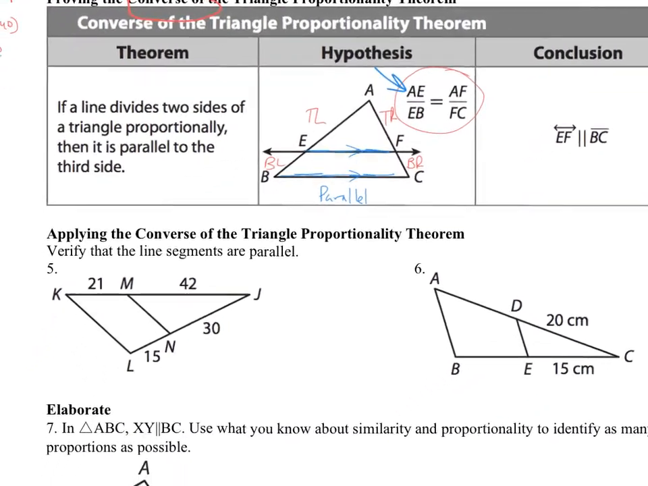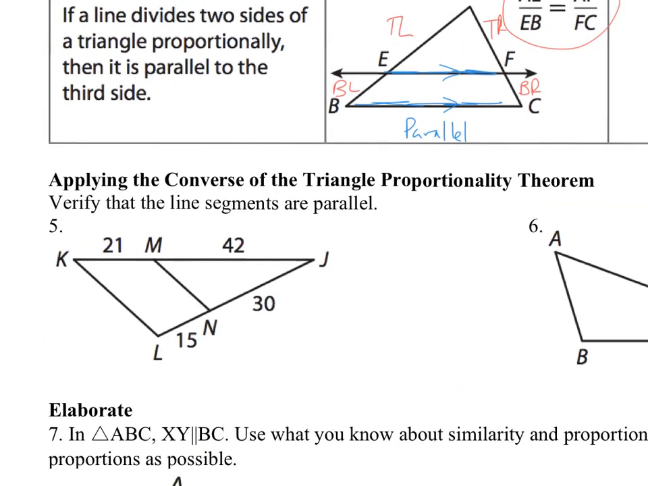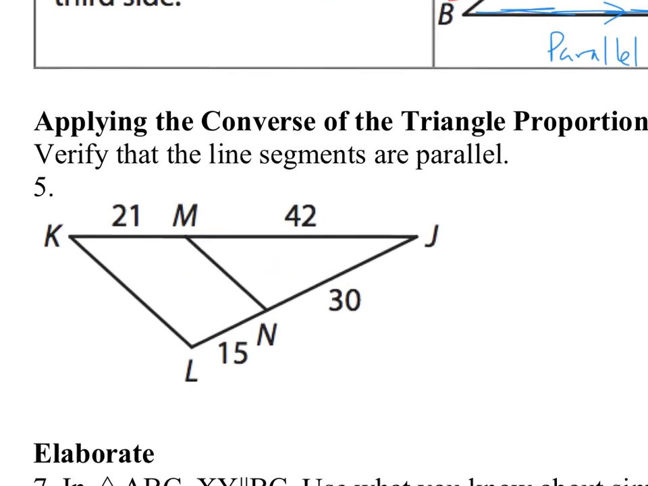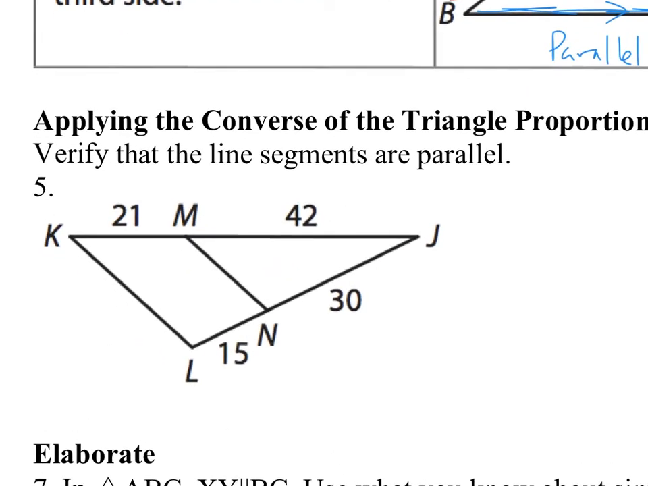So number 5 here says, applying the converse of the triangle proportionality theorem, verify that these line segments are parallel. Hopefully you can see that these are the two line segments we're talking about, MN and KL. That's where we're looking right there. I want to see, are KL and MN actually parallel?